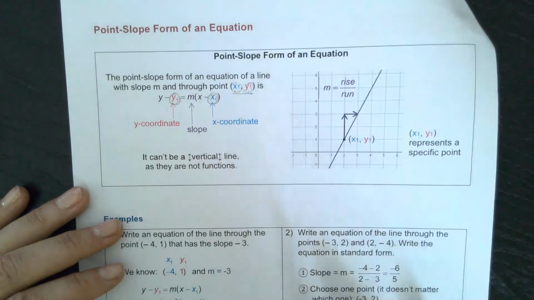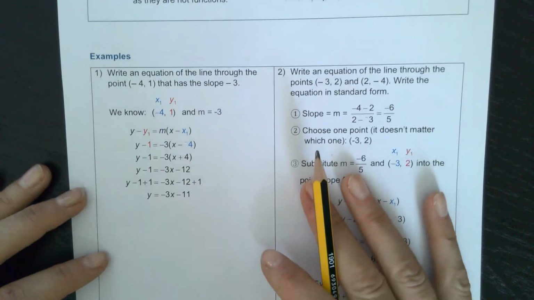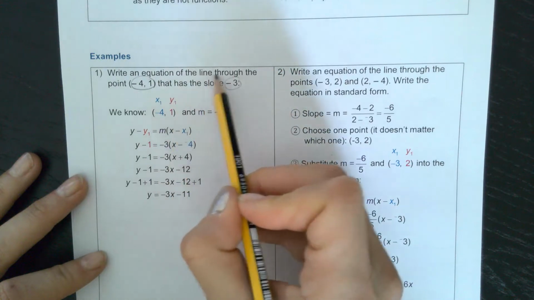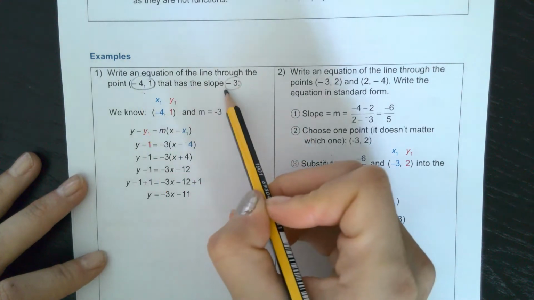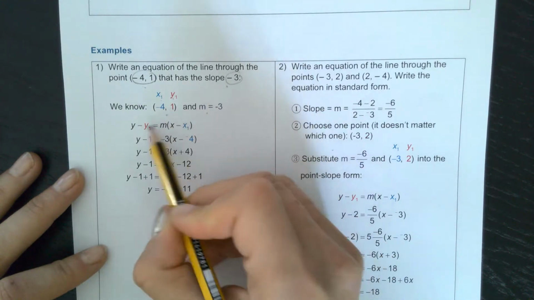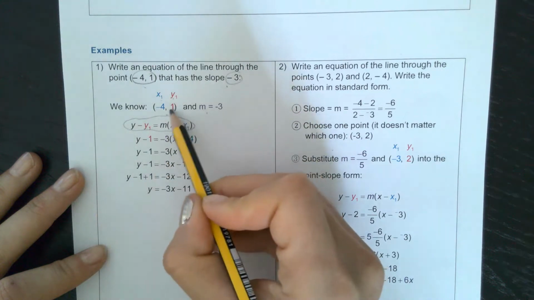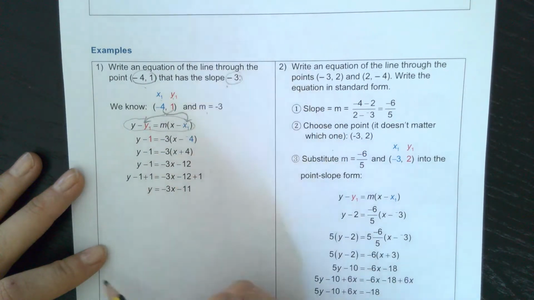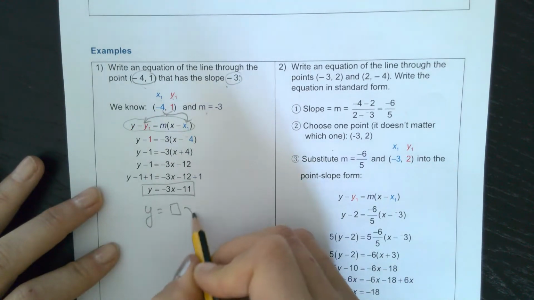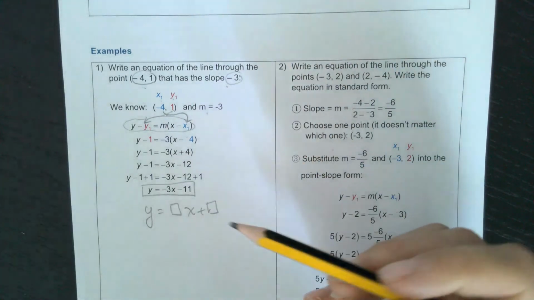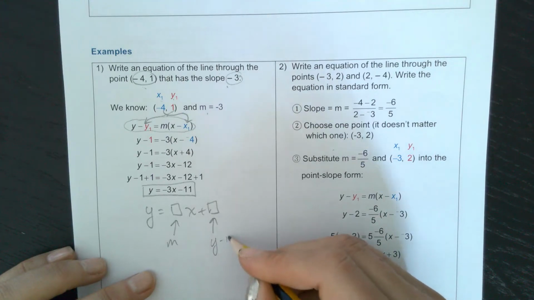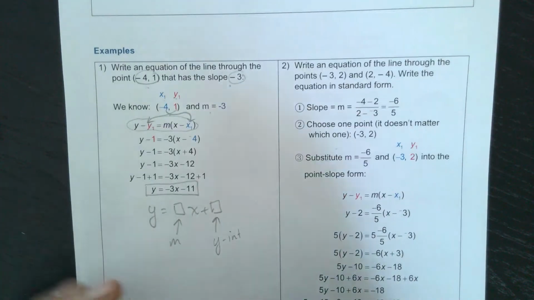All right, let's look at some examples. If you're given a point and a slope, and it says write an equation of the line that goes through this point and has this slope, we call the point x1, y1. We write out our formula, put y1 here, x1 here, and we can solve it for y. Then it goes into the slope-intercept form, and I can say, that's my slope, and that's my y-intercept.